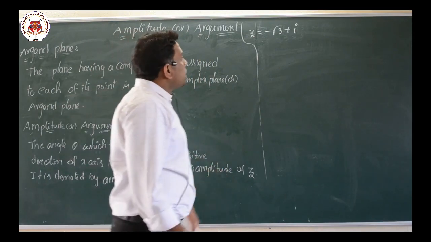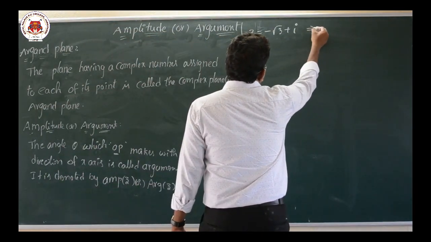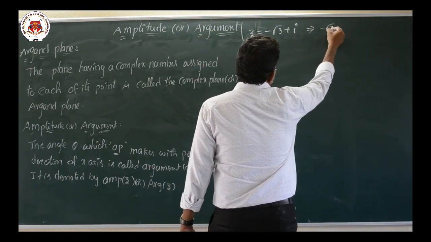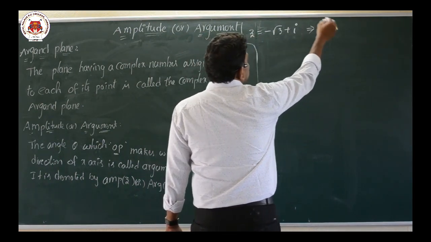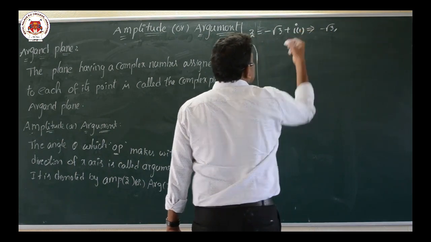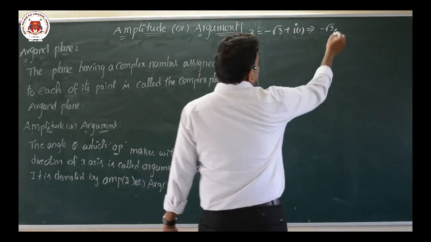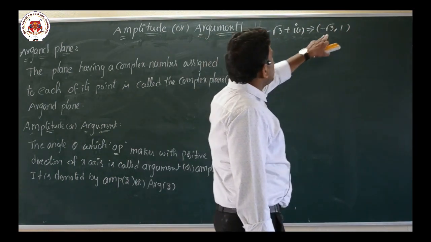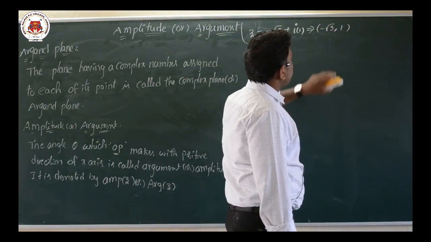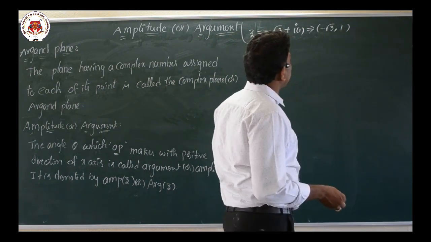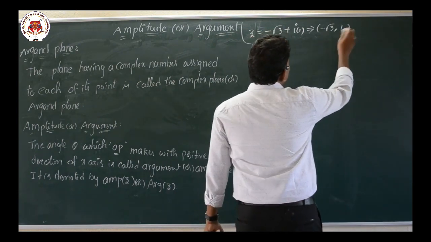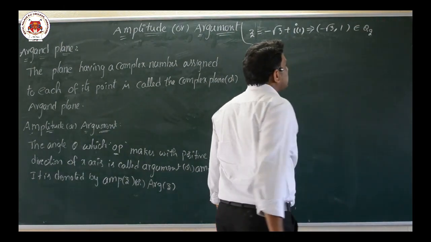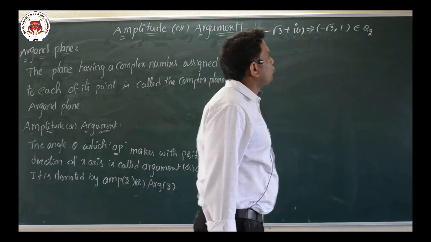Here, first of all, you have to represent it in the form of a point. The real part is minus root 3 and the imaginary part is 1, because i means i into 1, and i into 1 is nothing but i. So the point is minus root 3 comma 1. Children, here x is negative and y is positive. You have the table, check it out. X negative and y positive means it compulsorily belongs to the second quadrant. In the second quadrant only, x is negative and y is positive.